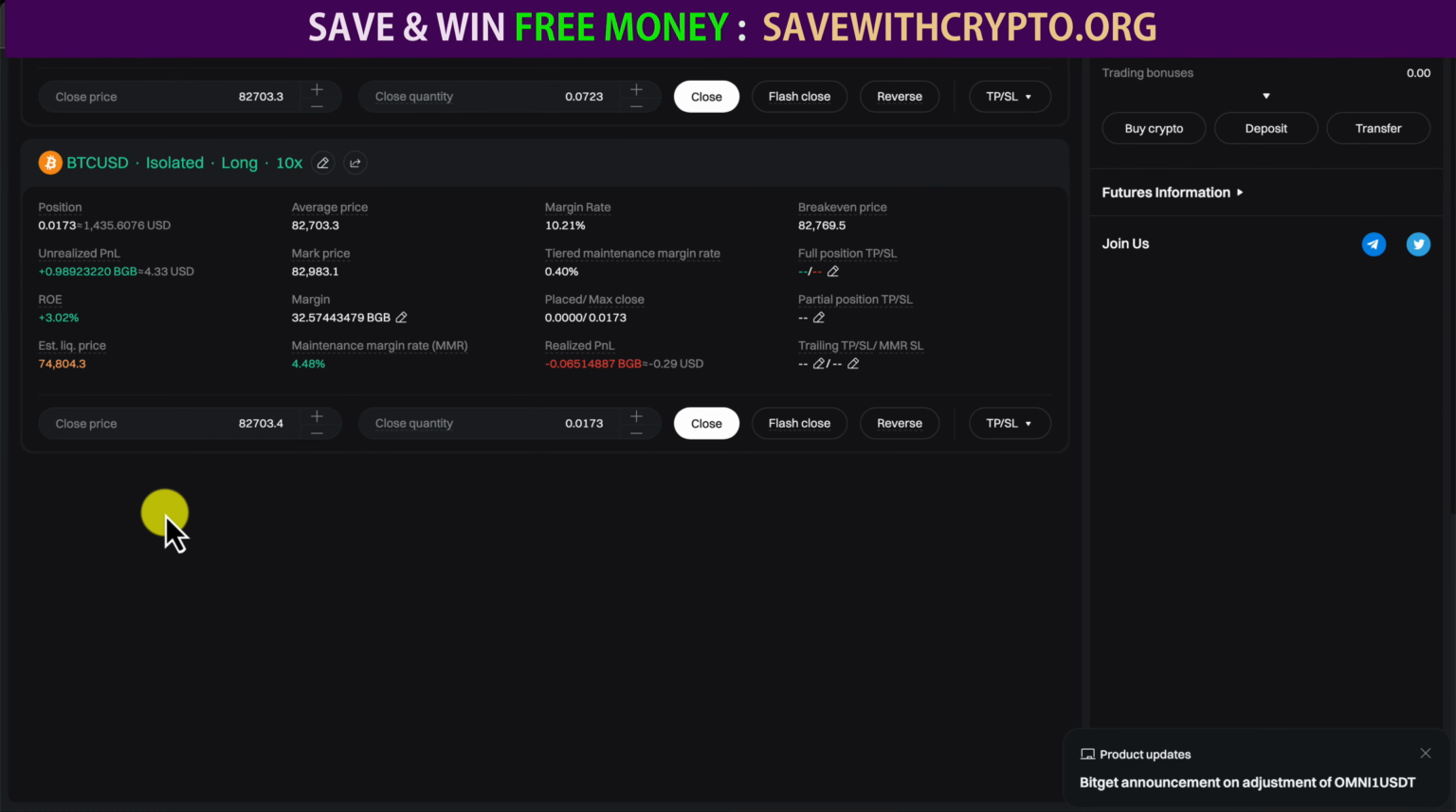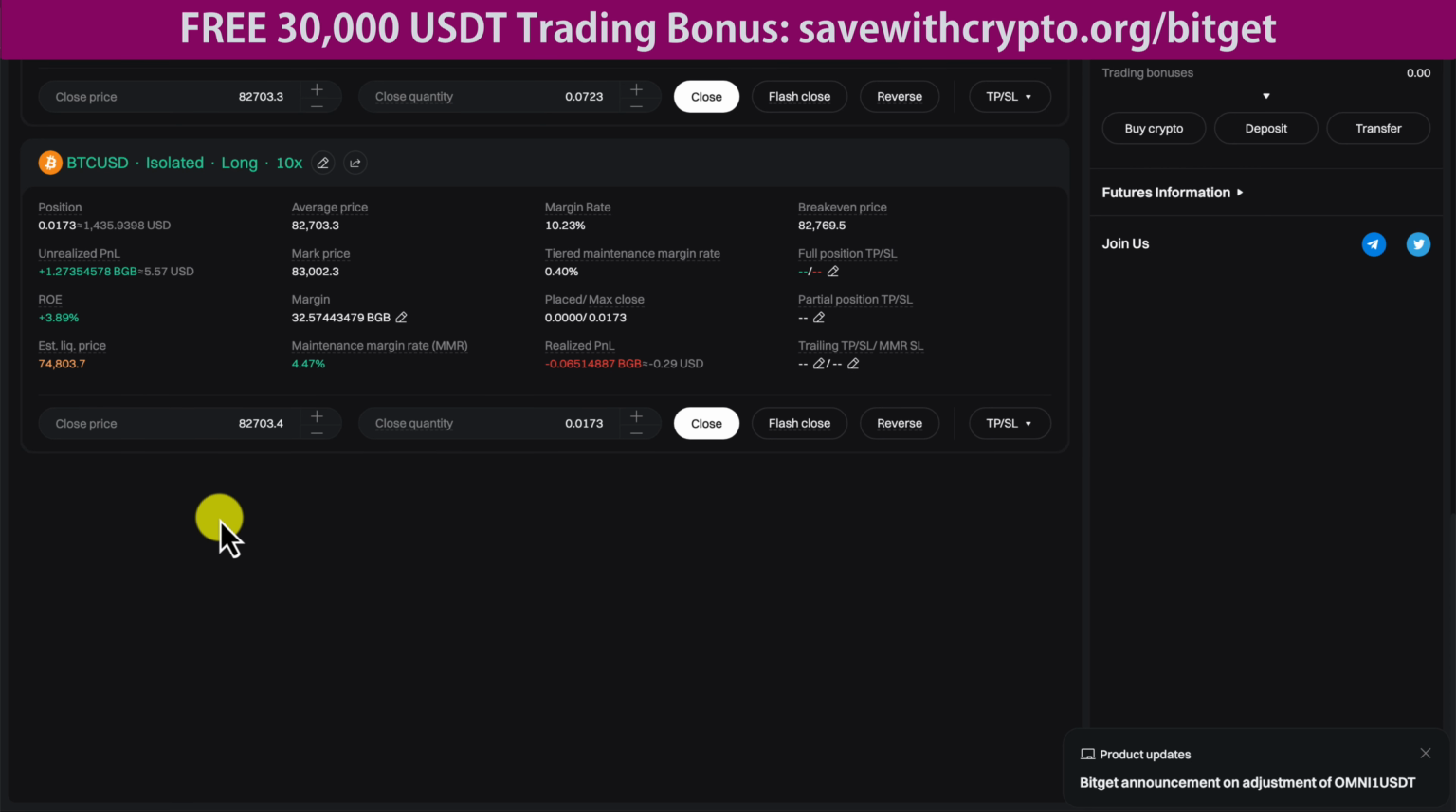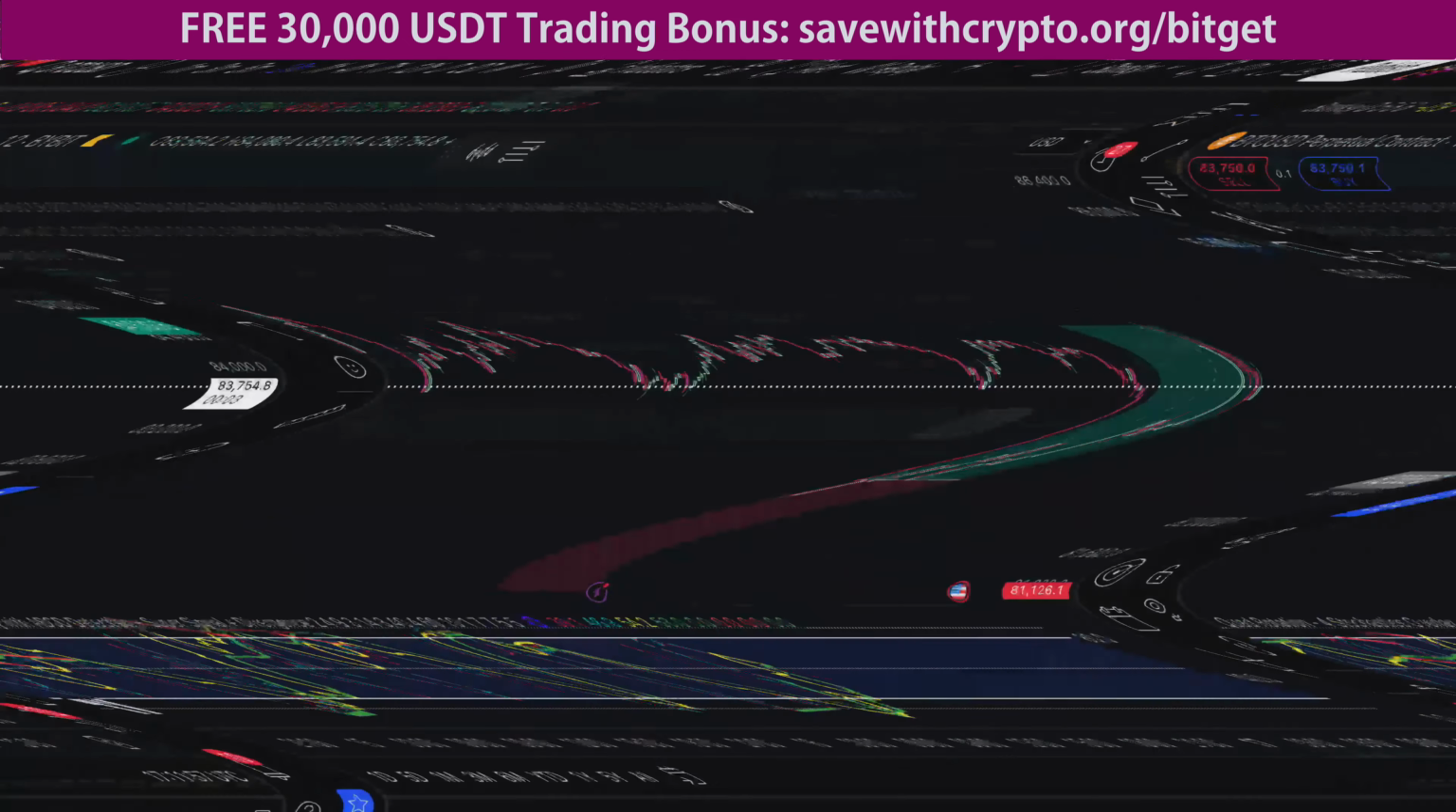Okay, so I did actually take a little long here, using BGB as the margin on BitGet. It's currently 3.89% in profit, only about $5 worth, but it's a tiny trade. Okay, let's see how it goes.